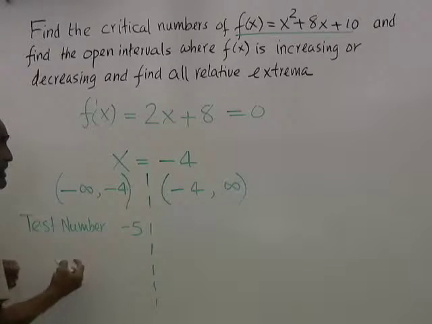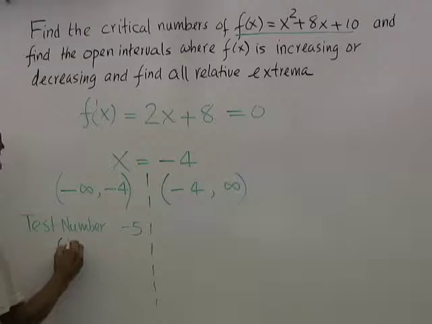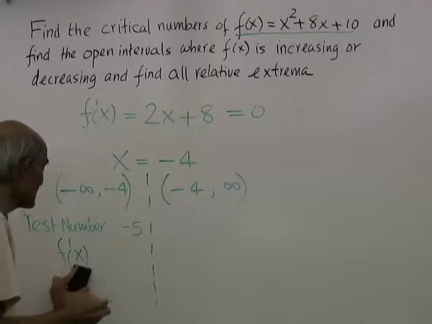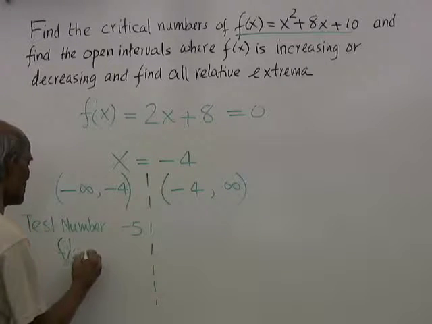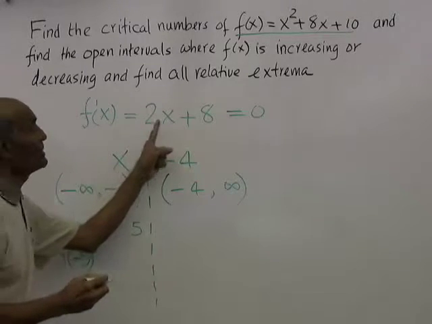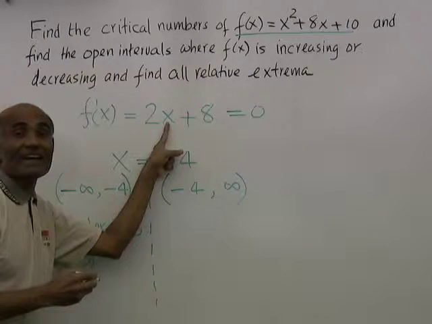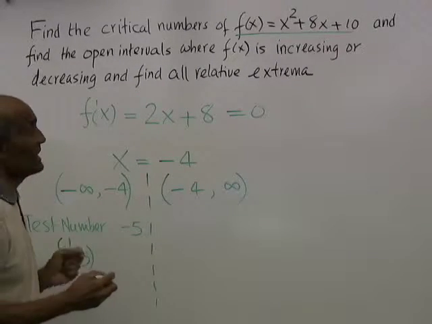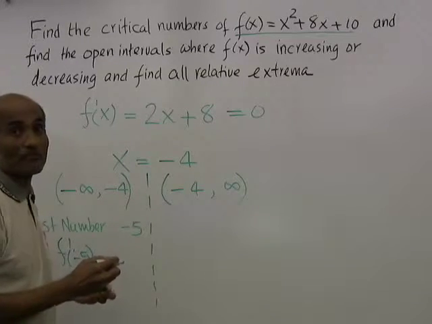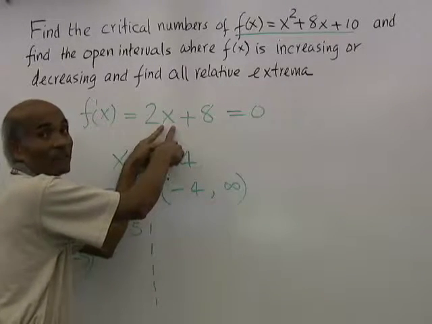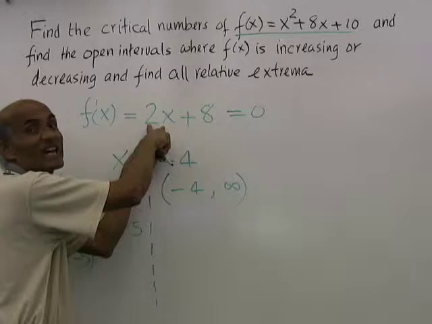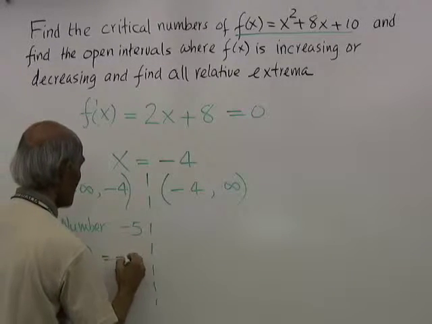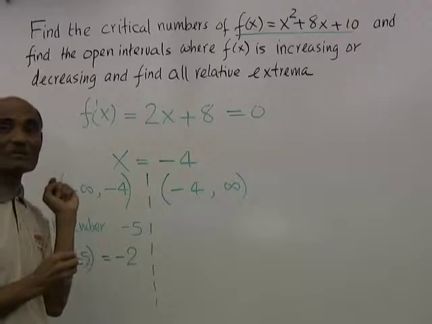If you have taken the test number, what is the value of the first derivative at that test number? In other words, what is f prime of -5? What we need to do is set this x equal to -5 to get f prime of -5. Now, can you tell me what that value is? Set x equal to -5. -5 times 2 is -10. -10 plus 8 is -2. So f prime of -5 is -2.